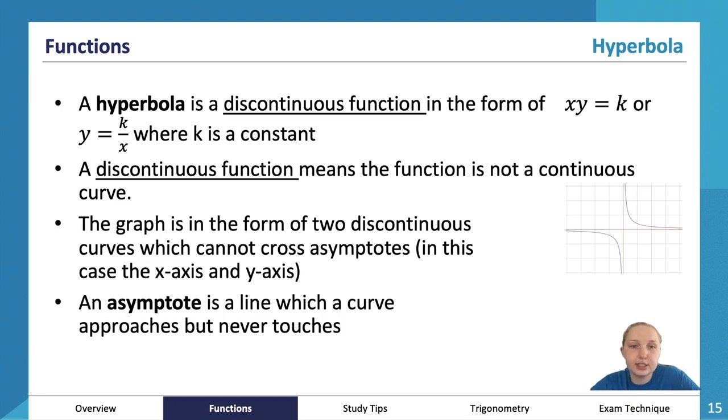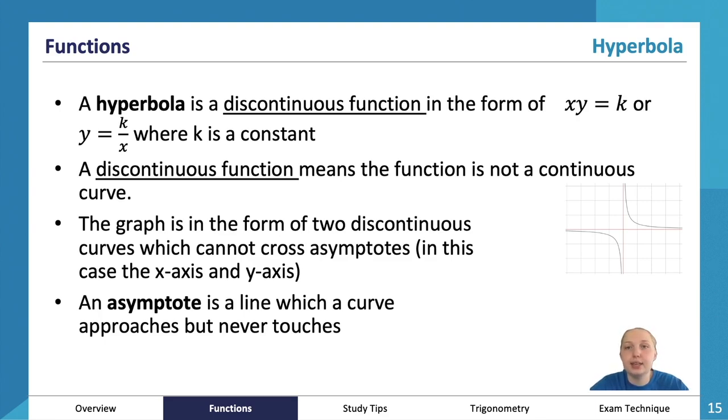So the first function we're going to start with is your hyperbola. Some schools and some textbooks will also refer to this as the graph of the reciprocal. So if you see it written like that, that just means hyperbola. A hyperbola is a discontinuous function in the form xy equals k or y equals k on x, where k is a constant value.